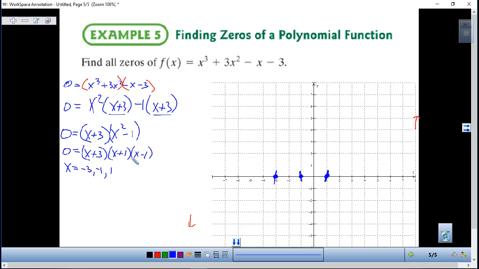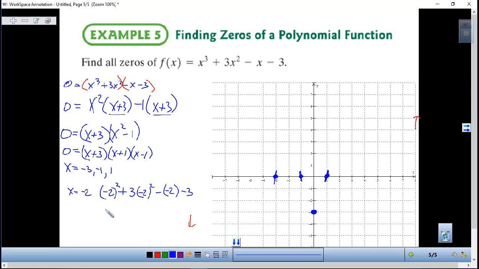Let's find our y-intercept. If we let x equal 0, that goes away, that goes away, that goes away, and we end up with negative 3. Now, we can find a couple of different values here. I definitely want to try x equals negative 2. And that means we're going to have negative 2 cubed plus 3 times negative 2 squared minus negative 2 minus 3.